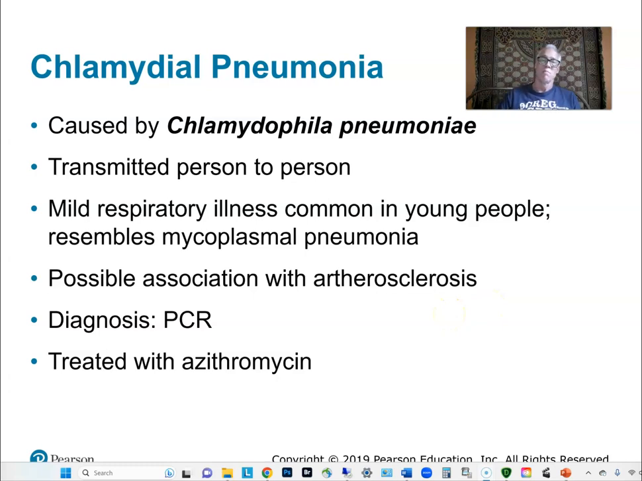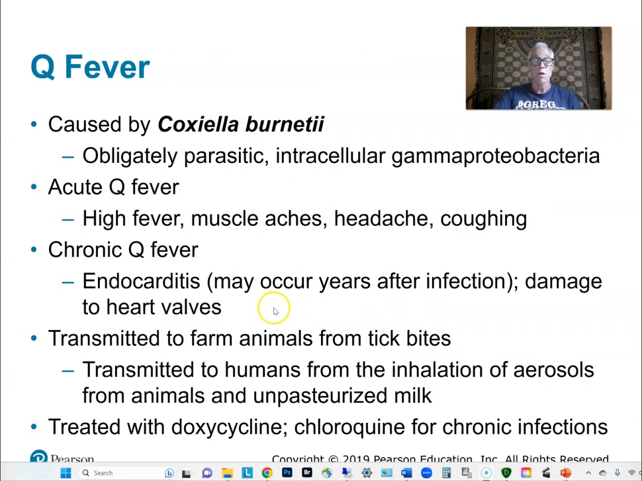I'm going to have to look that up. Arthro means of joints. I wonder if there's a relationship there. You can also look that up too.